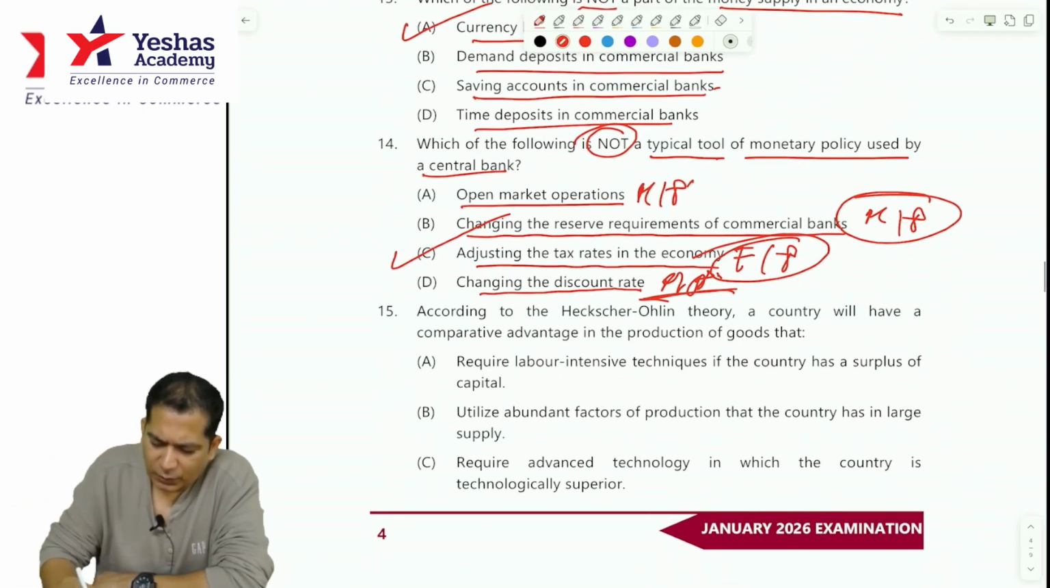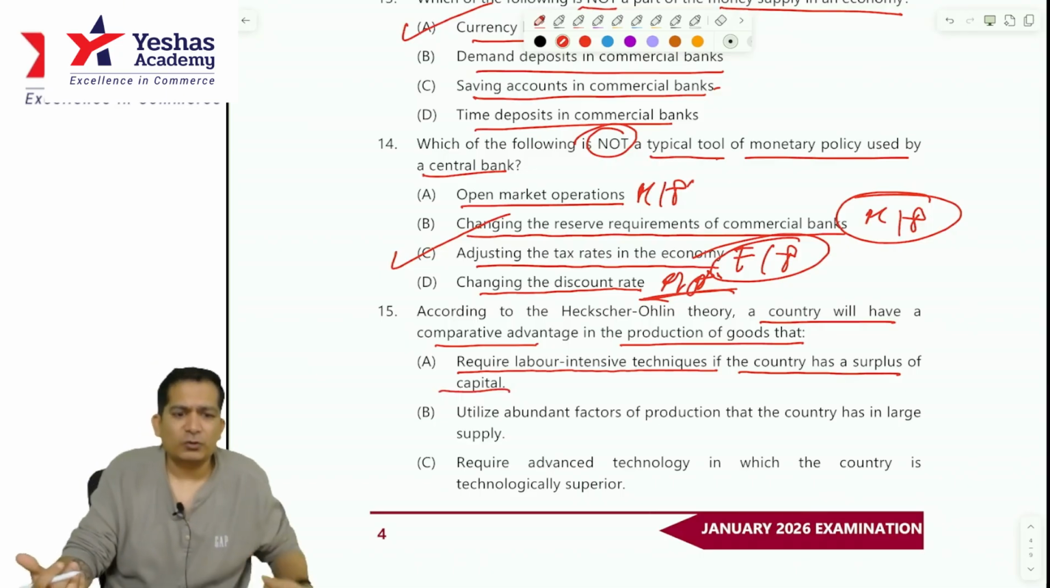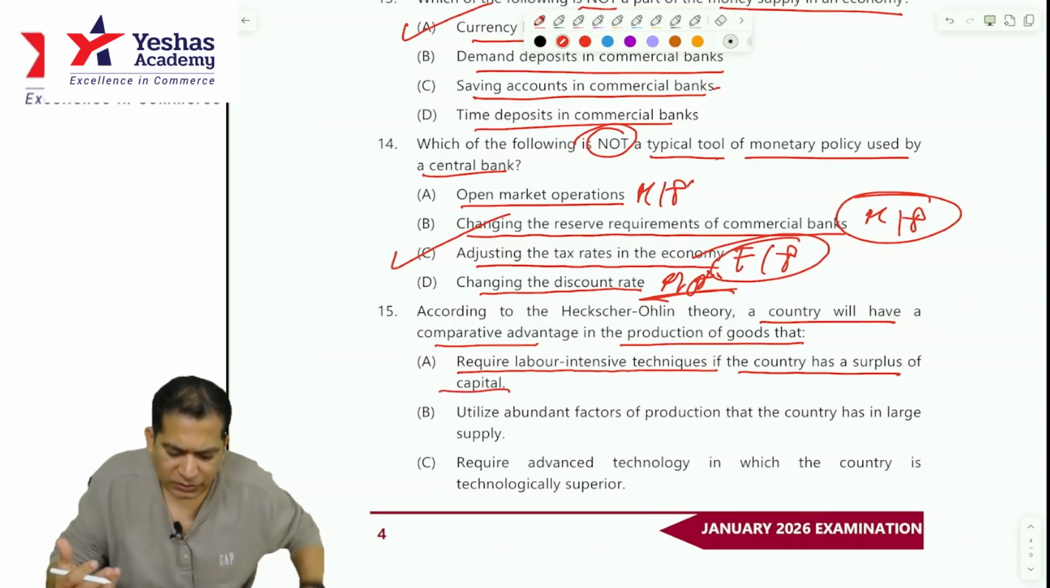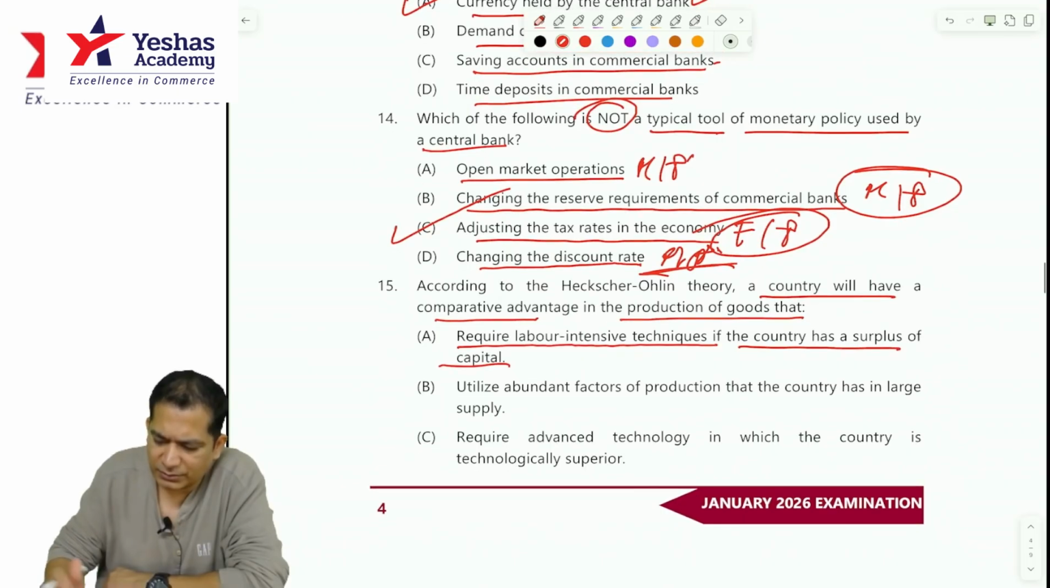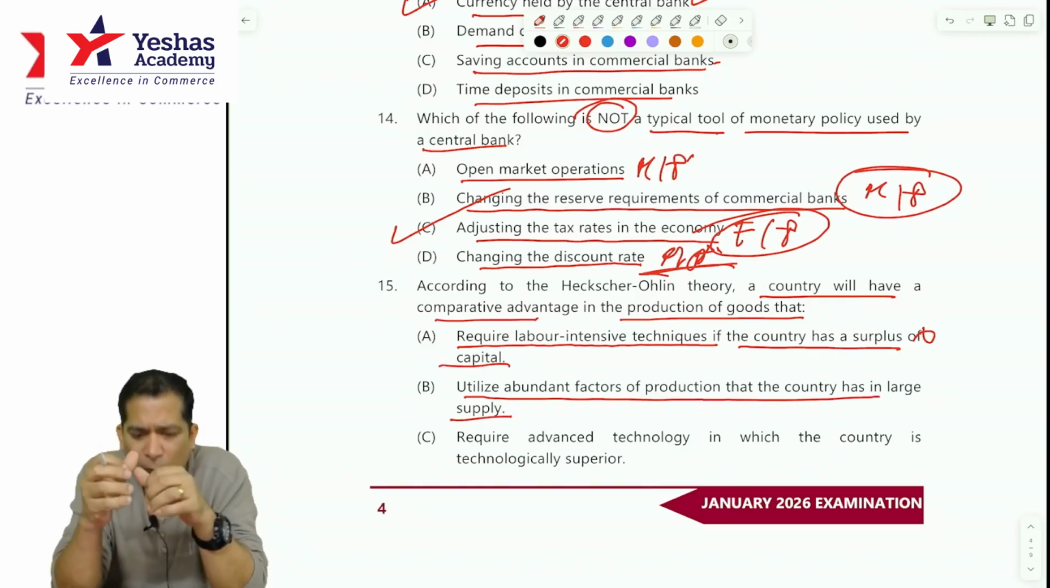According to Heckscher and Ohlin theory, a country will have comparative advantage in the production of goods that require labor-intensive technique. If the country is surplus of capital, no. If I have surplus capital, why will I use labor-intensive techniques of production? That is contradiction. Utilize abundant factors of production that country has in large supply. Yes, whatever more we have, we are going to use it more.